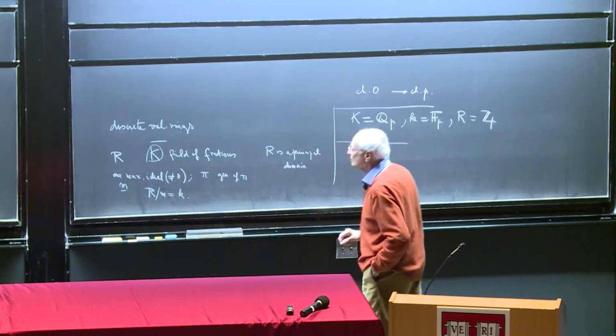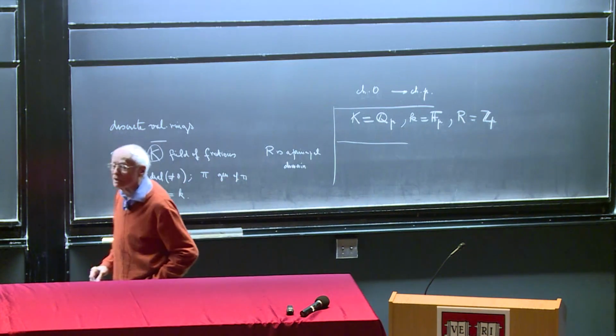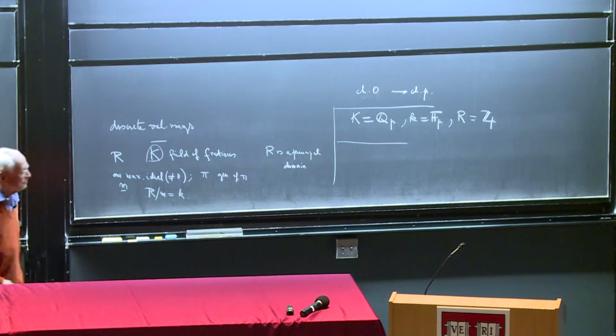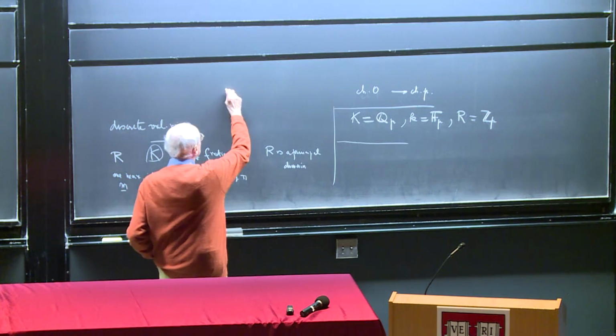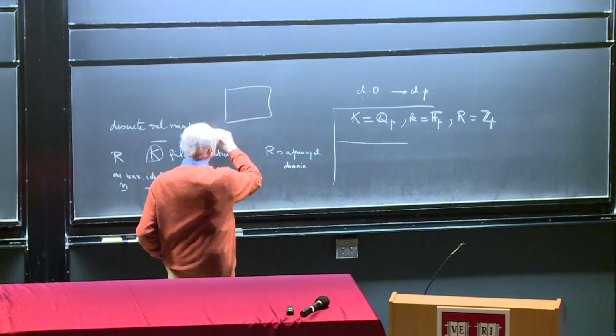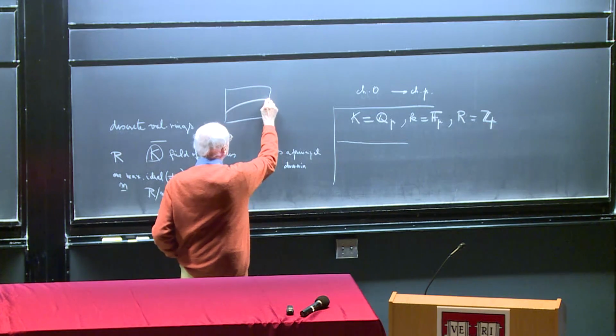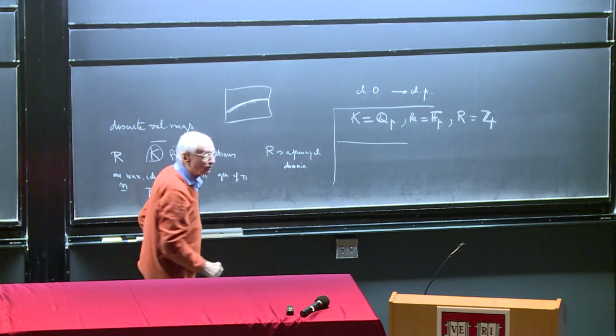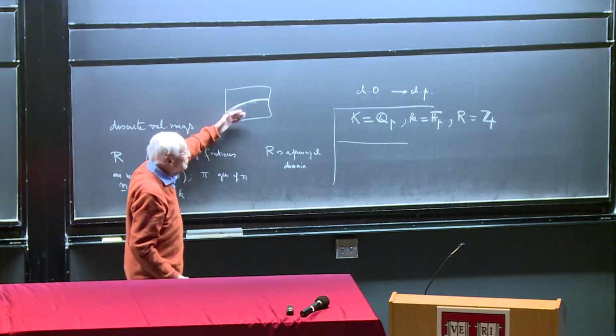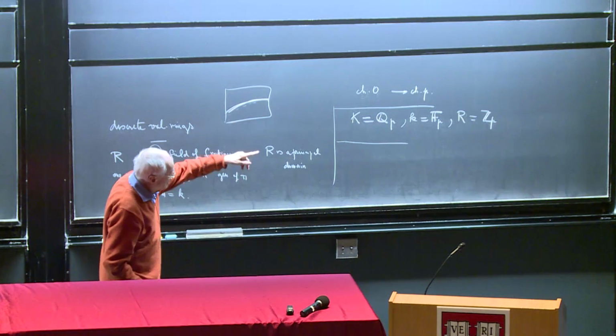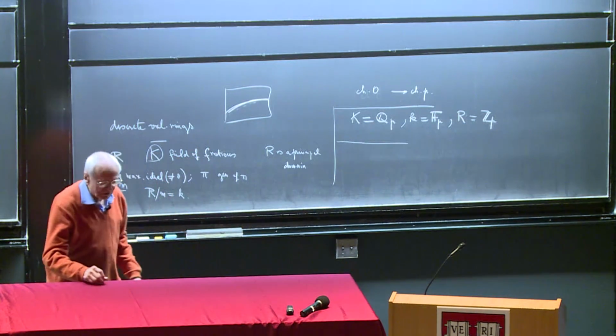But it's also interesting to do that in equal characteristic, because that would mean, for instance, you have something which is happening on some variety, and then you want to see what is happening on a hypersurface. And then you have also a ring. But that would be the most interesting thing.